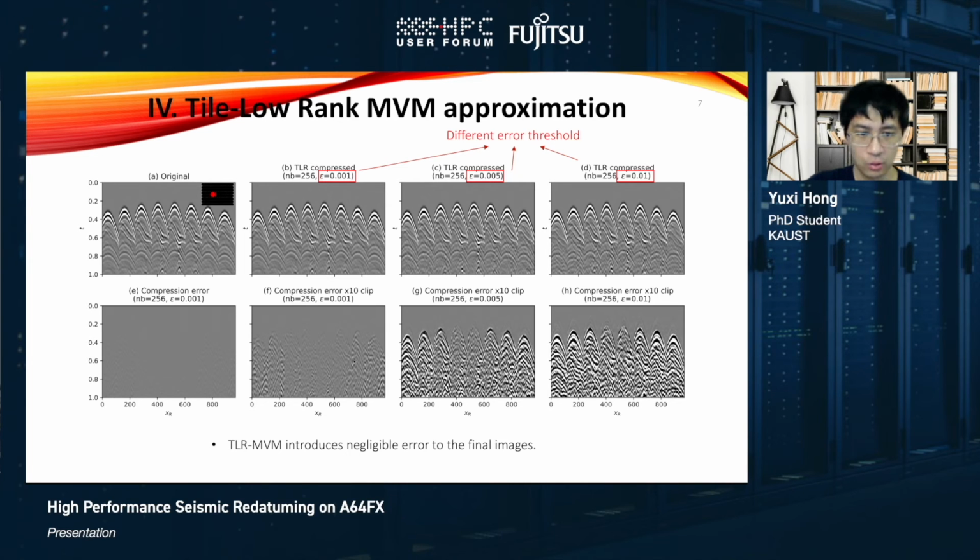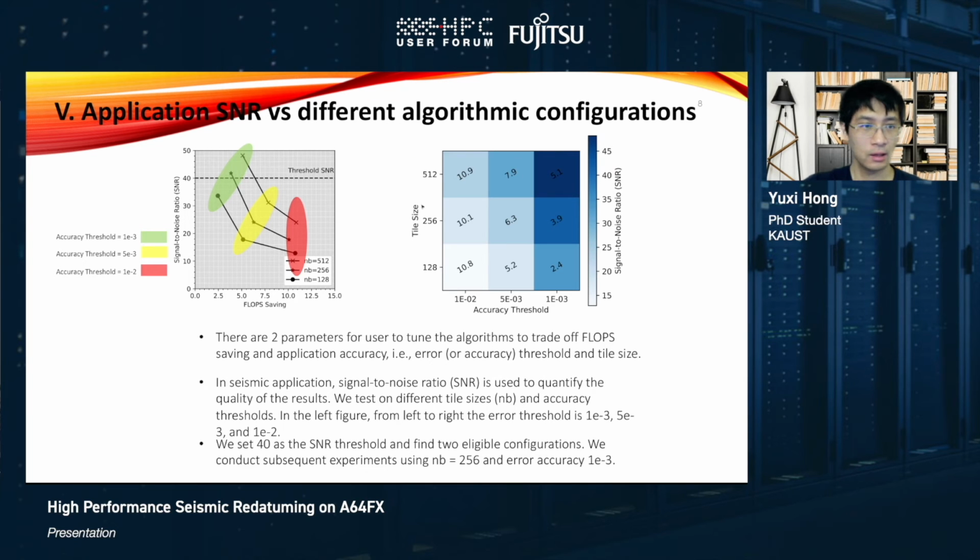So you can see that with error threshold equal to 1e-3, there is a very negligible error in the final image. And so this is application SNR with different algorithm configurations. There are two parameters for the user to tune the algorithm to trade off the flop saving and the application accuracy, for example, the error threshold and tile size.